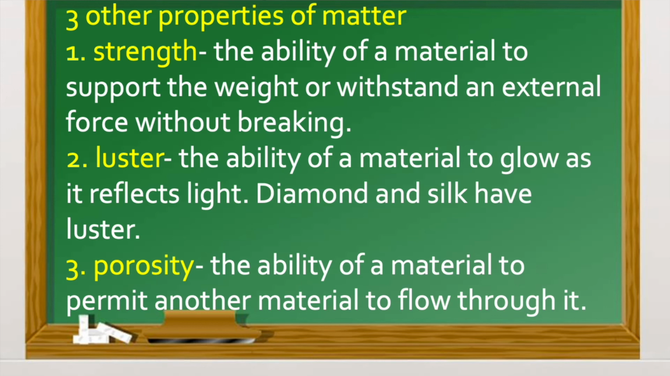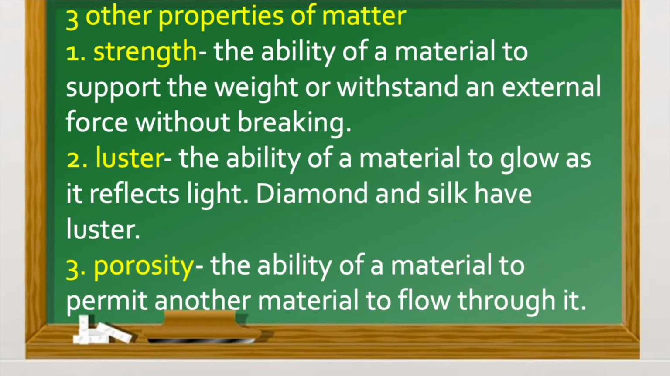So, after learning some specific properties of matter, we may add 3 other properties of matter. First one is strength, the ability of materials to support weight or withstand an external force without breaking. Number 2, luster. Examples of this are diamond and silk. It is the ability of a material to glow as it reflects light. And last one is porosity. It is the ability of a material to permit another material to flow through it.